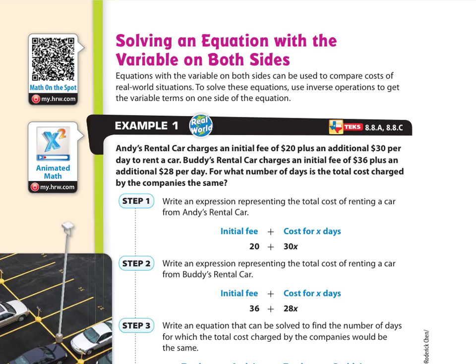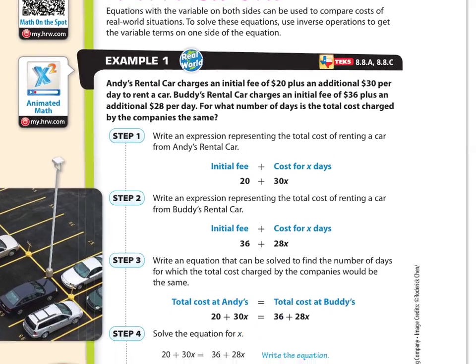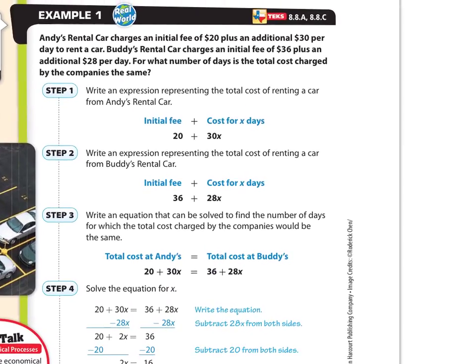All right, let's look at the next page. Whoa. What they're going to talk about now is setting up a word problem. Setting up a word problem can be tough because a lot of times you'll see a long passage to read and we shut down. All right, we got to be willing to read a little bit. It says Andy's rental car charges an initial fee of $20 plus an additional $30 per day to rent a car. Buddy's has an initial fee of $36 plus $28 per day. What is the number of days when the total cost is the same for both companies?